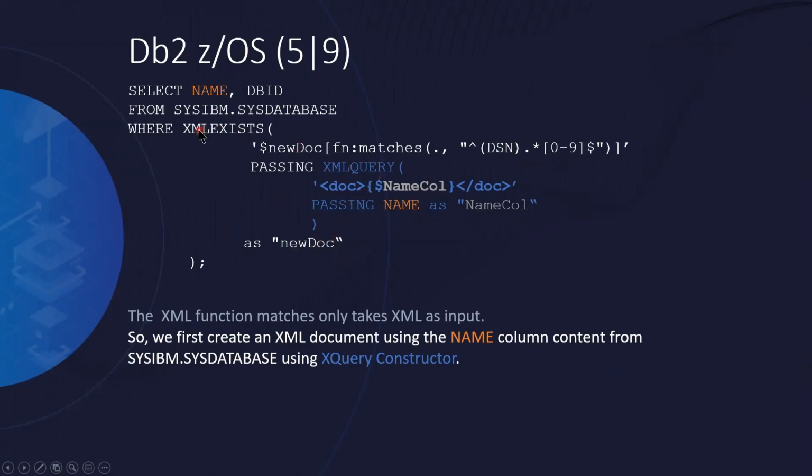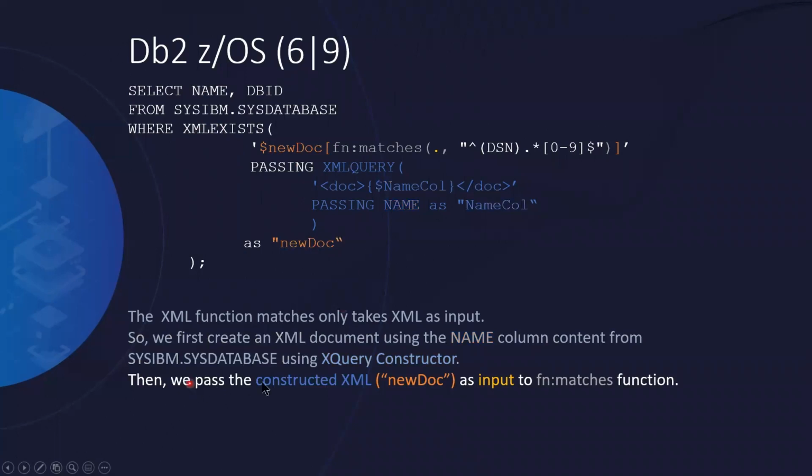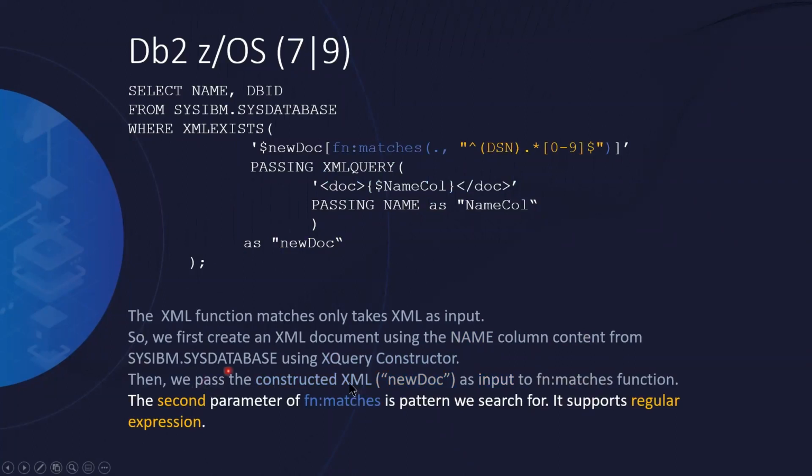So we pass the constructed XML, call it new doc, as input to the fn:matches function. The second parameter of the matches function is a pattern we search for. It supports regular expressions.